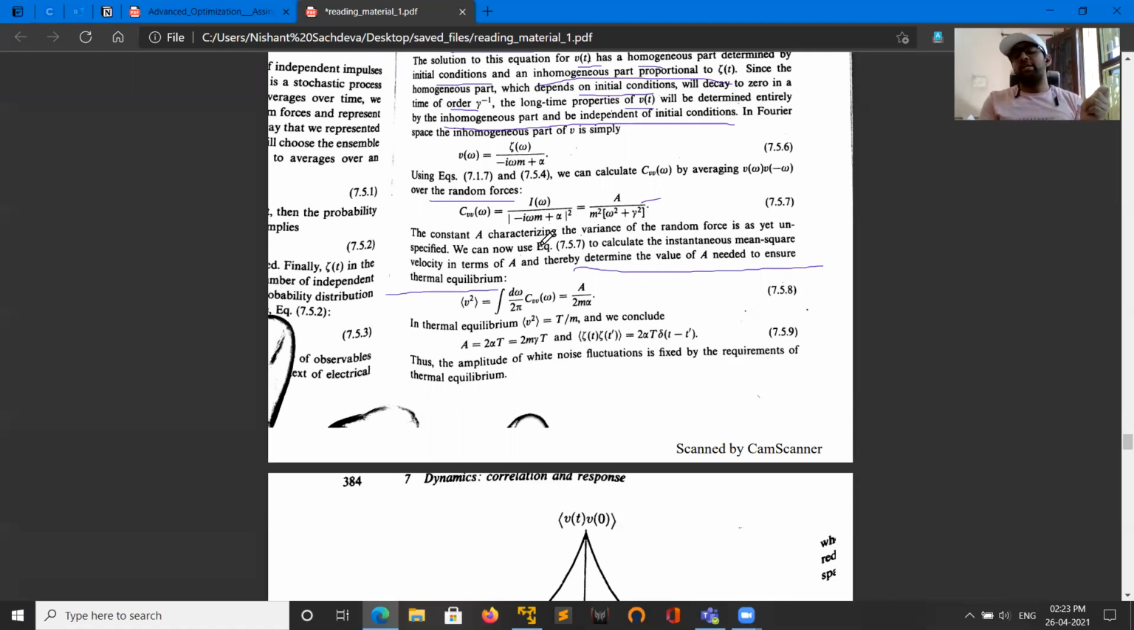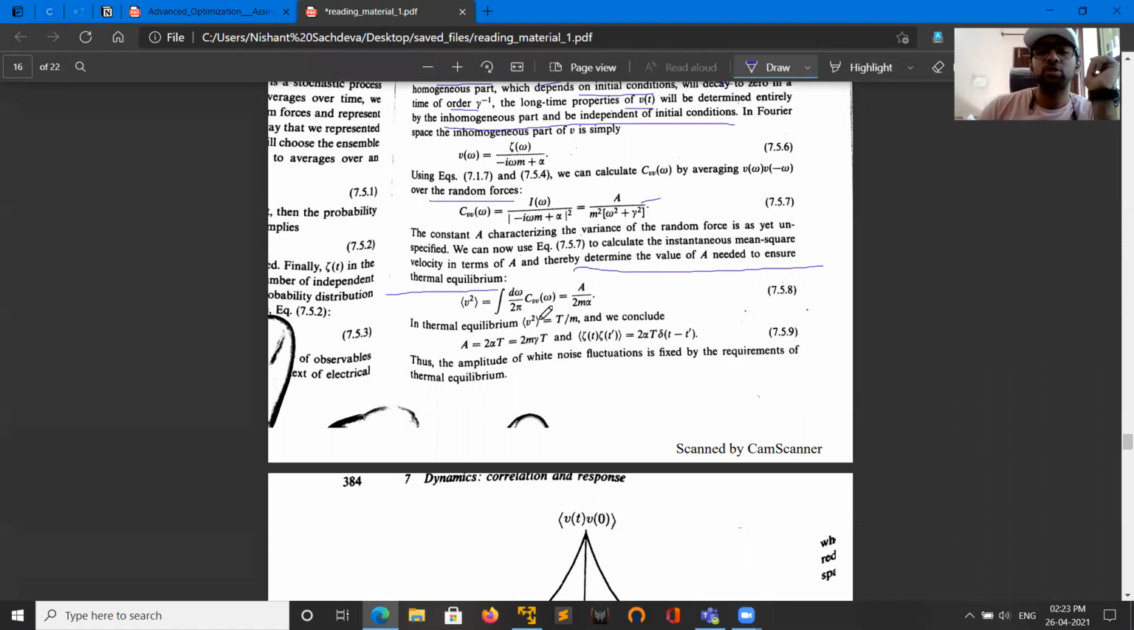We have the RHS, we need the LHS in terms of A, we will equate them, which will mean thermal equilibrium, and then we'll get the value of A. Now, the average of v squared is A by 2m alpha. In thermal equilibrium, v squared is T by m. So we conclude A is 2 alpha T, which is 2m gamma T.